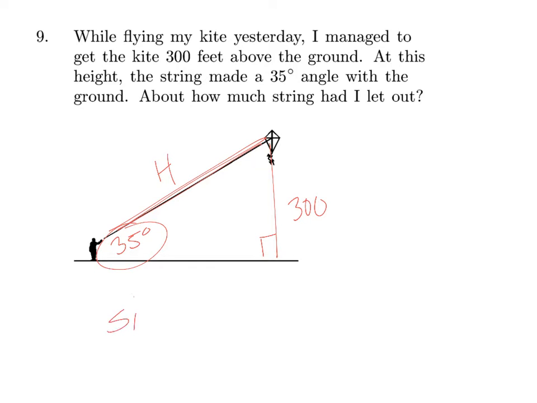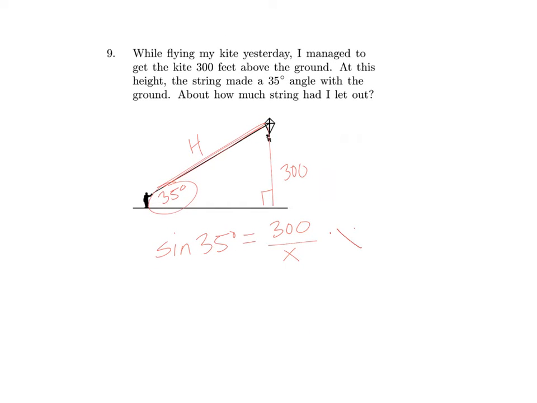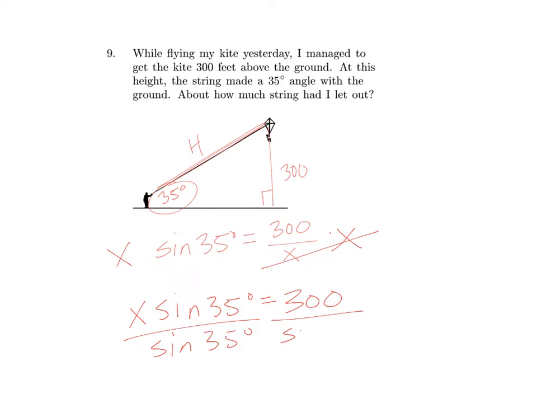So I will use the sine ratio. Sine of 35 degrees is equal to opposite, which is 300, over the hypotenuse, and I'll call that x. Multiply by x on both sides: x sine of 35 degrees is equal to 300. Divide by sine of 35 degrees, and x is approximately 523.0 feet. Done.